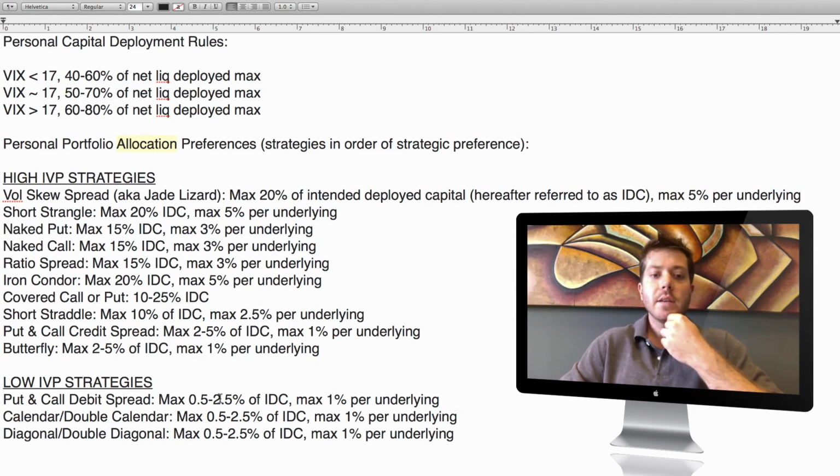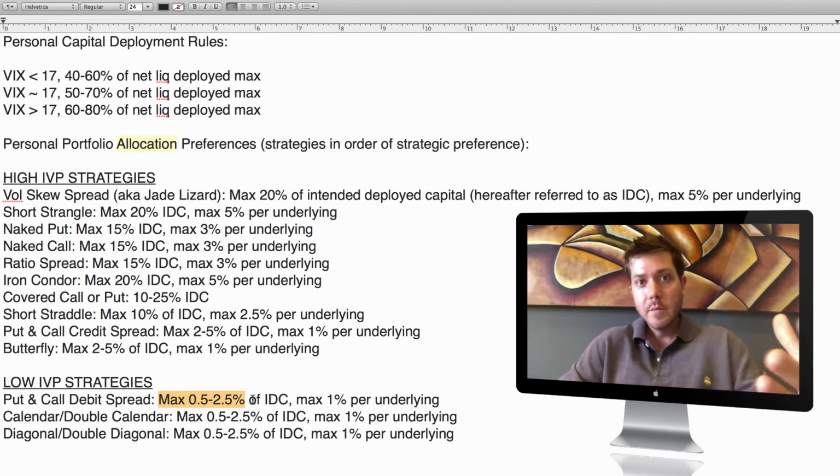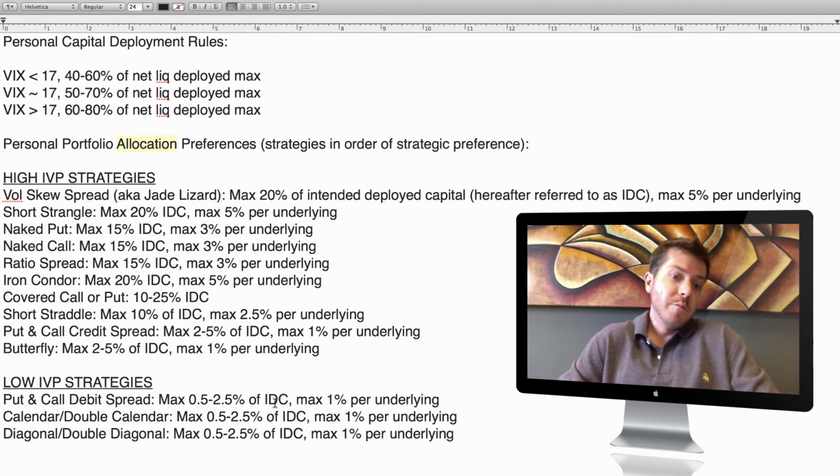And you'll notice that we're seeing an extreme decrease in max intended deployed capital allocations on these strategies. Again, because the probability of success is reduced with these debit style strategies. Therefore, I'm going to deploy less of my capital towards these strategies. But in times like this, where we have extremely low implied or VIX levels, this is one of the few strategies that you can really get away with right now.